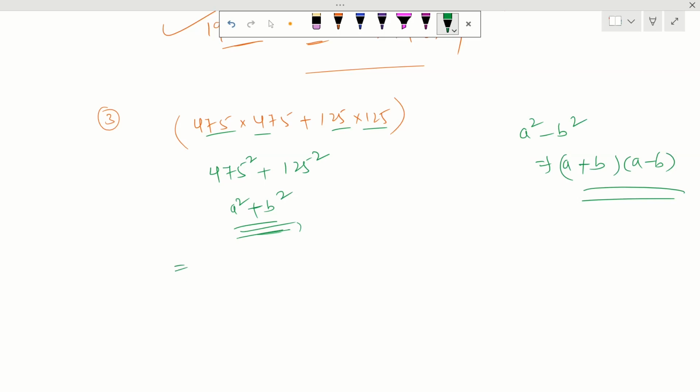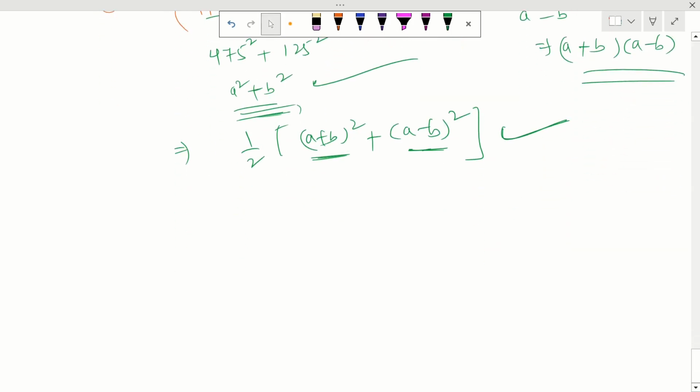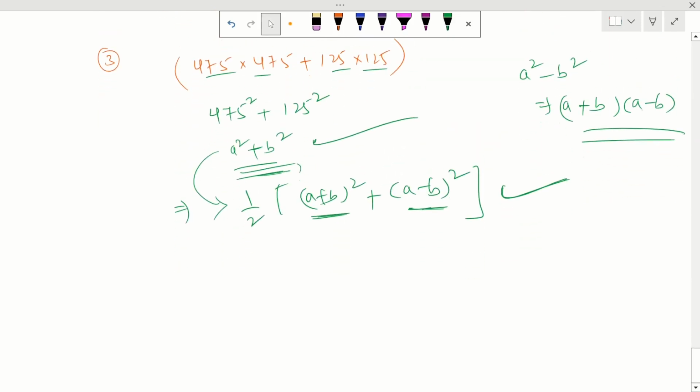What we have to do, we know 1 by 2 of a plus b whole square plus a minus b whole square. We know the formula of a plus b whole square and a minus b whole square. When we write 1 by 2 of a plus b whole square plus a minus b whole square and simplify, it is equal to a square plus b square. Both are same. So now it is very easy to find these values.